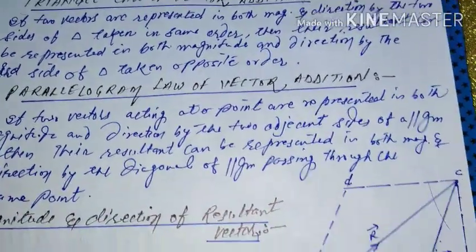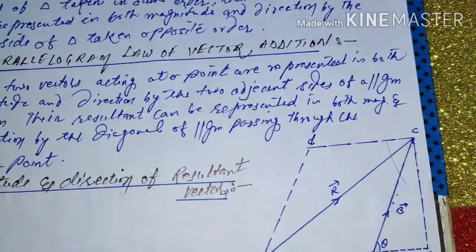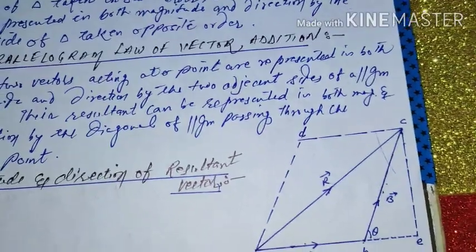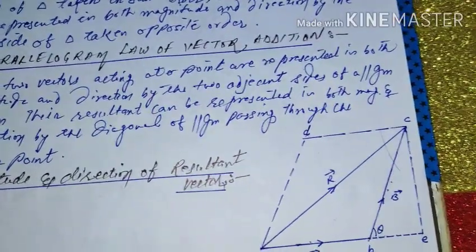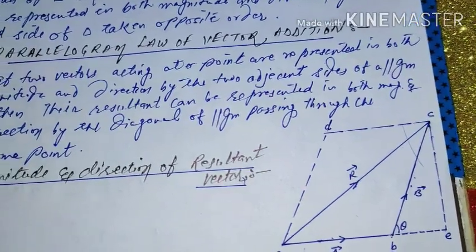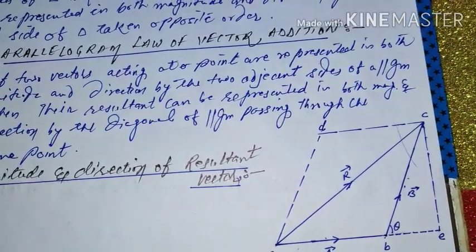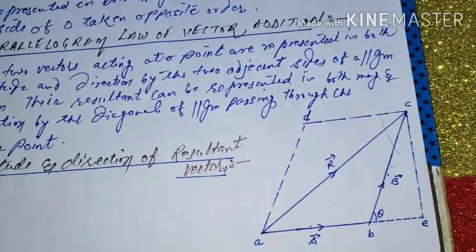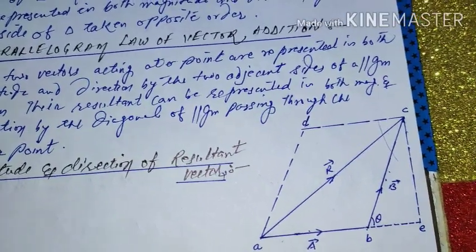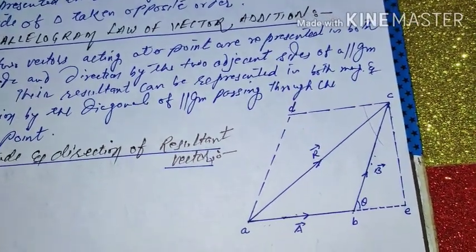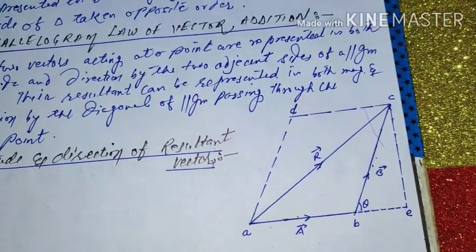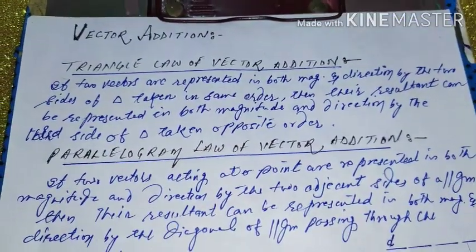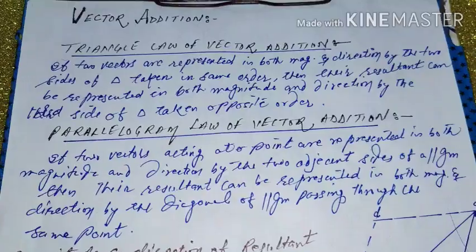So if two vectors are parallel to each other, they can be added directly. You can say algebraically, you just add their magnitudes. And if the vectors are anti-parallel or in opposite direction, then you just subtract their magnitudes and get the resultant. But if two vectors are not parallel or anti-parallel, if they are inclined at some angle, then how to add them? For this type of problems, we have vector laws, and today the first law is the triangle law of vector addition.